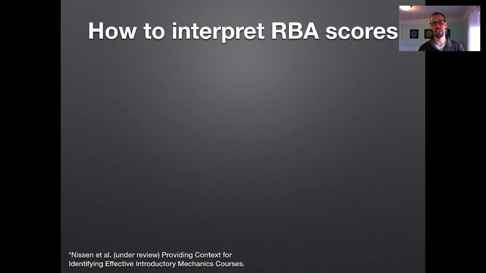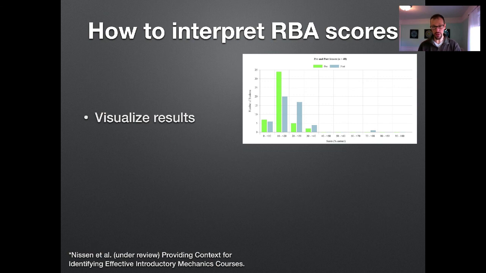Finally, how to interpret these RBA scores. First, I recommend visualizing results. You can see your distribution on your pre-test and your post-test. You usually do that with a histogram. This is one that's automatically generated through Lasso.